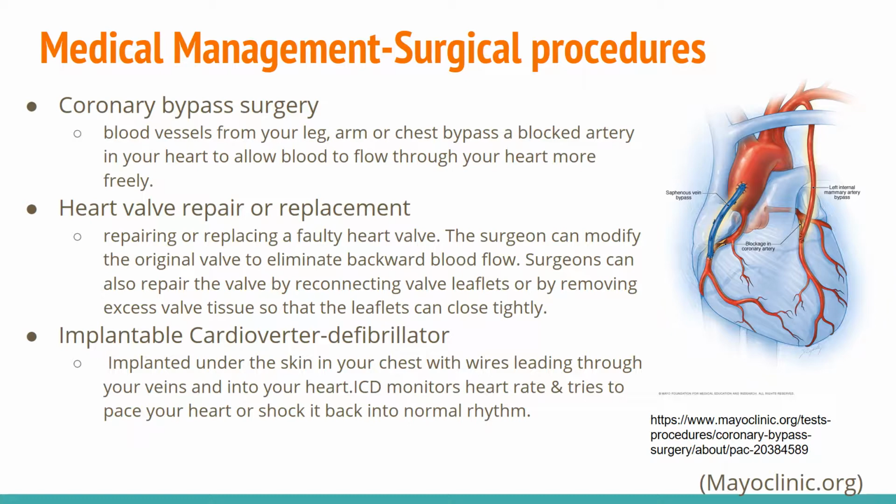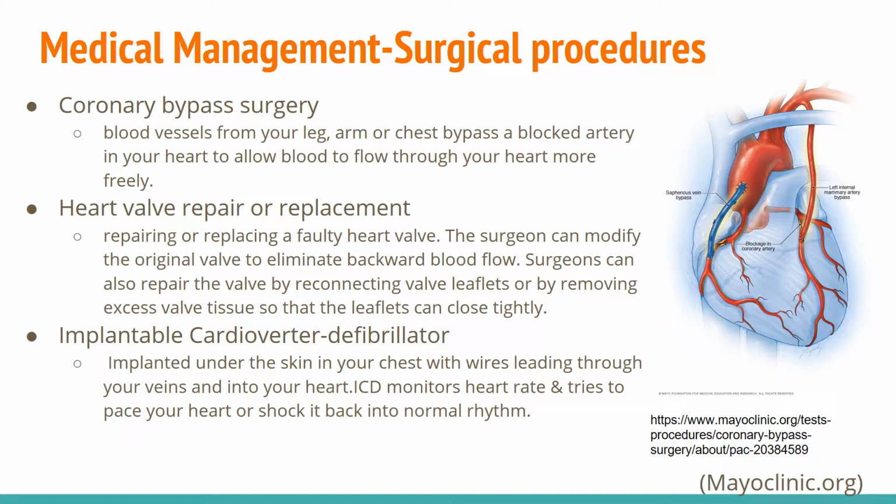Okay, so in addition to medical management through medication, you also have surgical procedures. One is coronary artery bypass graft surgery, which we know as CABG. This is where they take blood vessels from your leg, arm, or chest, and then bypass a blocked artery in your heart to allow blood to flow through your heart more freely. They also have heart valve repair or replacement, so repairing or replacing a faulty heart valve. The surgeon can modify the original valve to eliminate backward blood flow. Surgeons can also repair the valve by reconnecting the valve leaflets or by removing excess valve tissue so that the leaflets can close tightly. So they have either one, whatever is more appropriate.